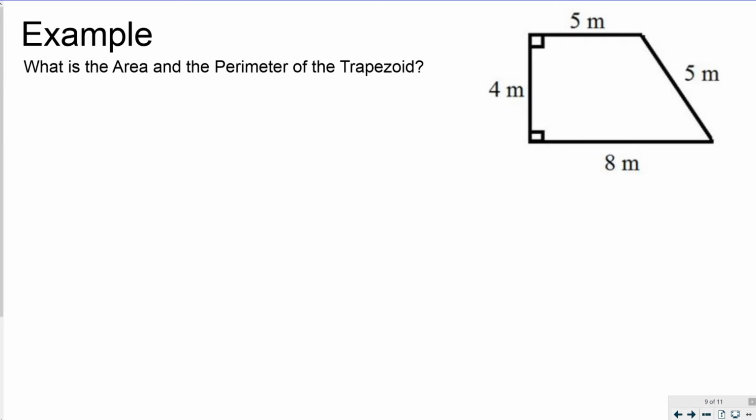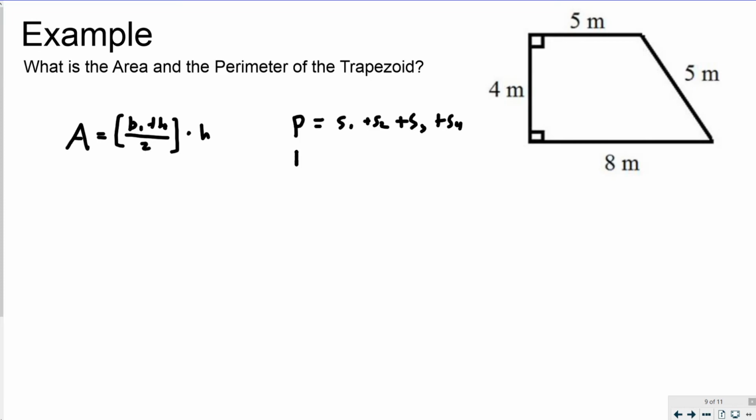So let's tackle area perimeter for a trapezoid. So the formula for area of a trapezoid is that you have to average the bases. So B1 plus B2 divided by 2. And then you take that calculation and you multiply it by the height. And then the perimeter is going to be adding all the sides together. So side 1 plus side 2 plus side 3 plus side 4.